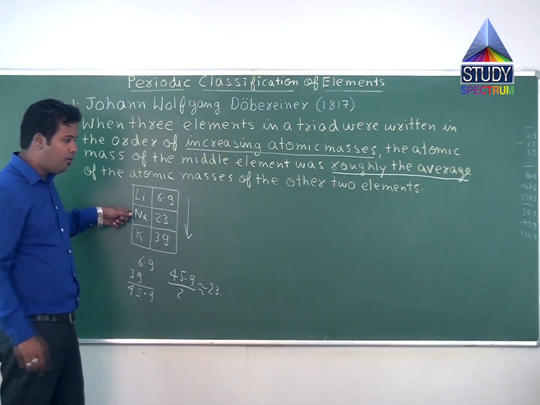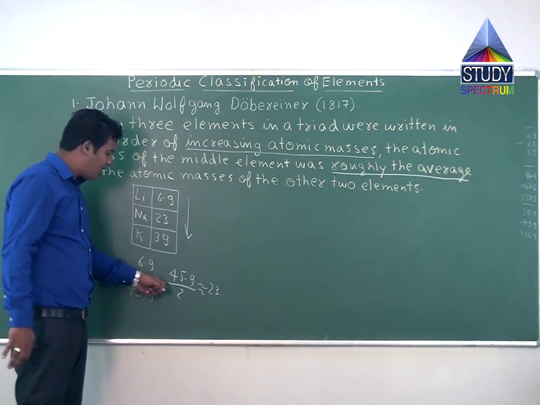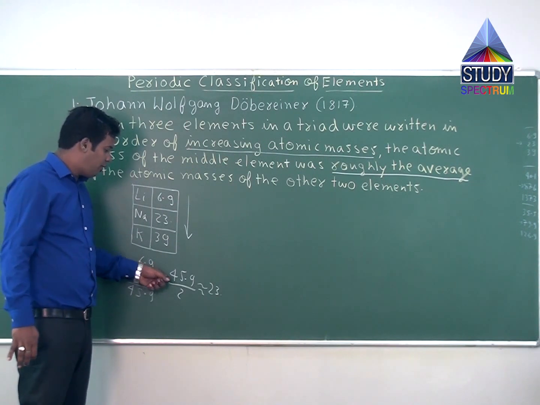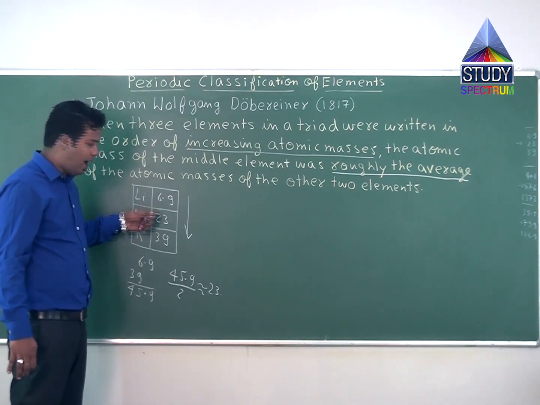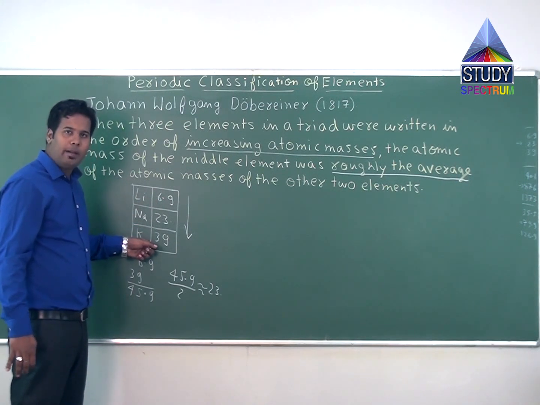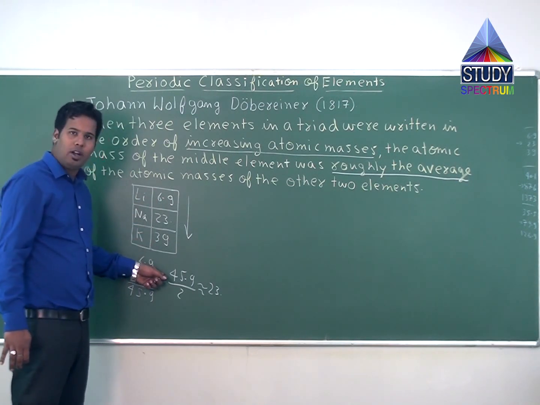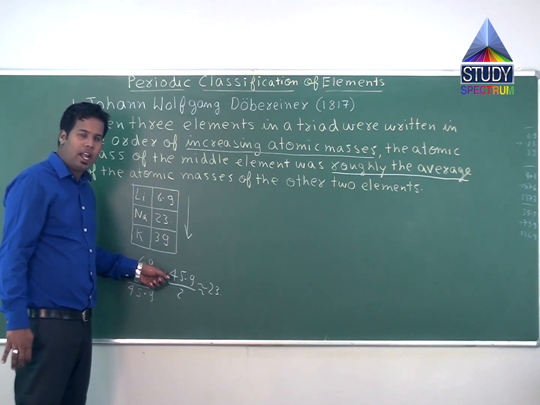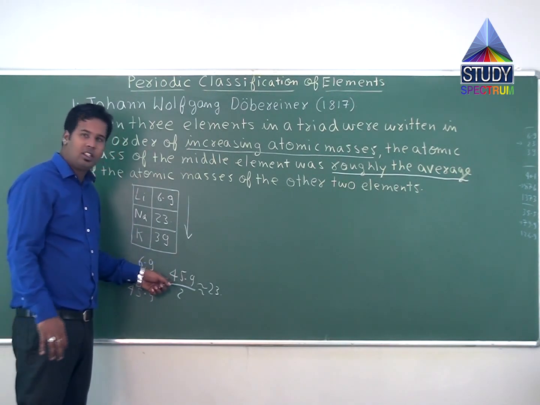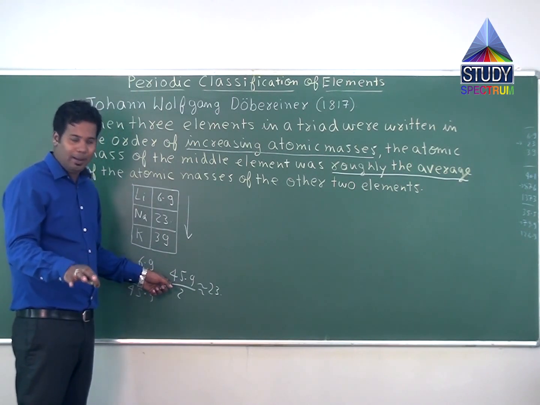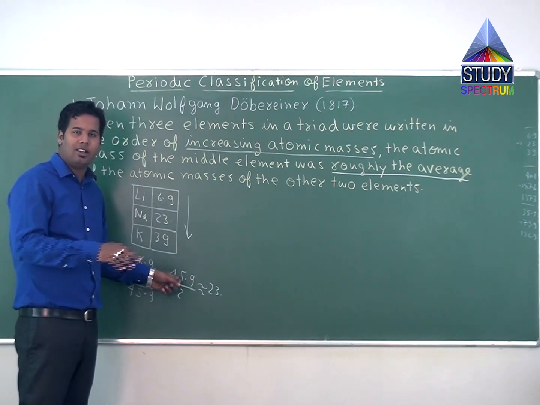was roughly, not exactly but roughly, if you divide 45.9, that is the sum of the atomic mass of lithium and potassium, 6.9 plus 39, it is coming out to be 45.9. If you divide 45.9 by 2, it is coming out roughly to be 23. Had it been 46, it would have been exactly 23. But since it is 45.9, we can say it is roughly 23.